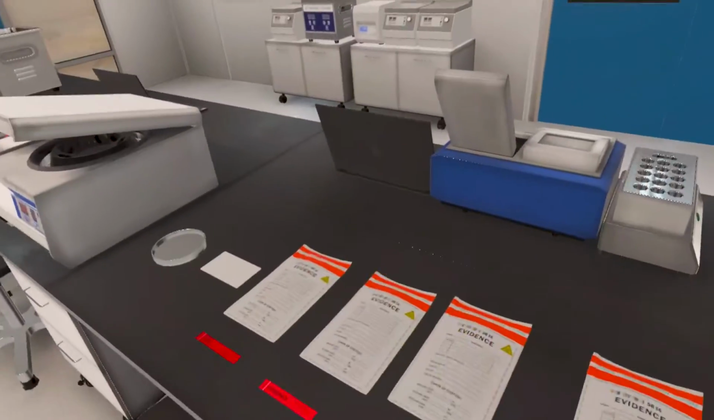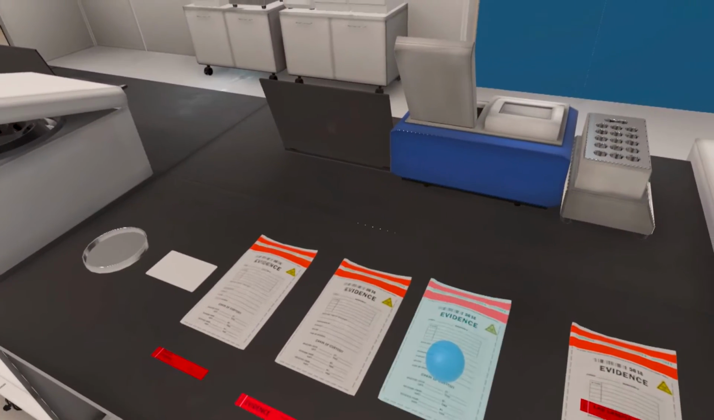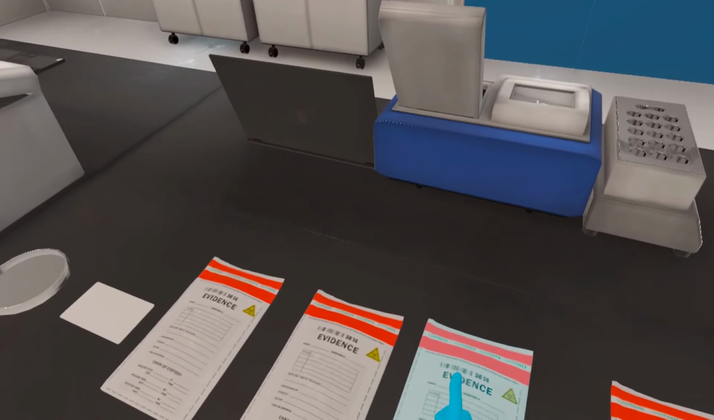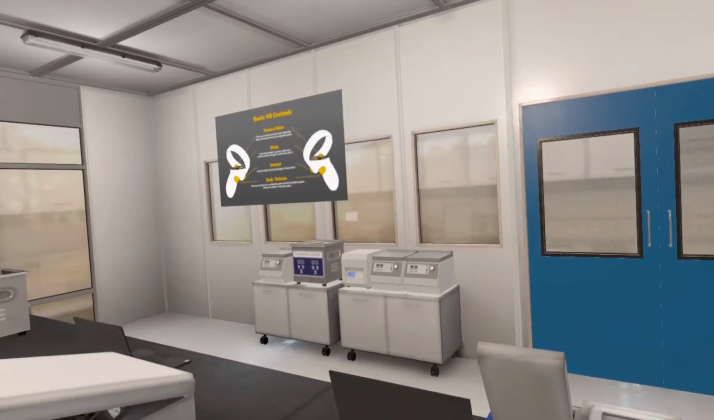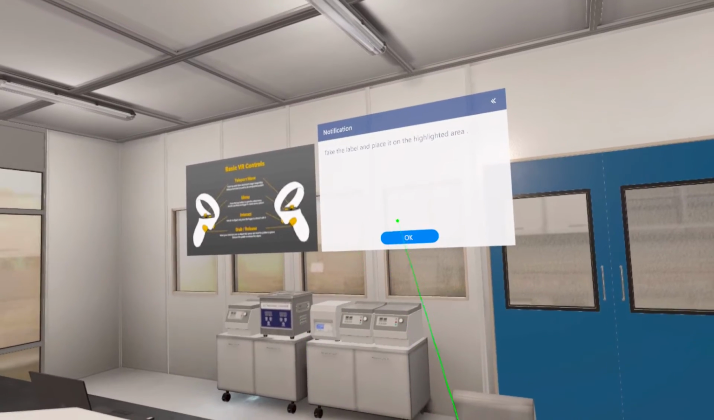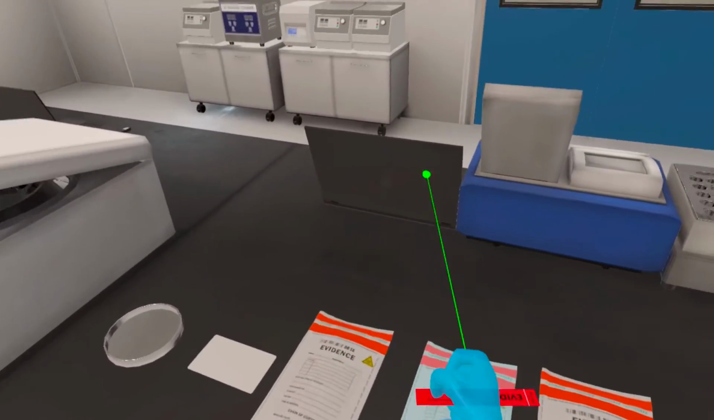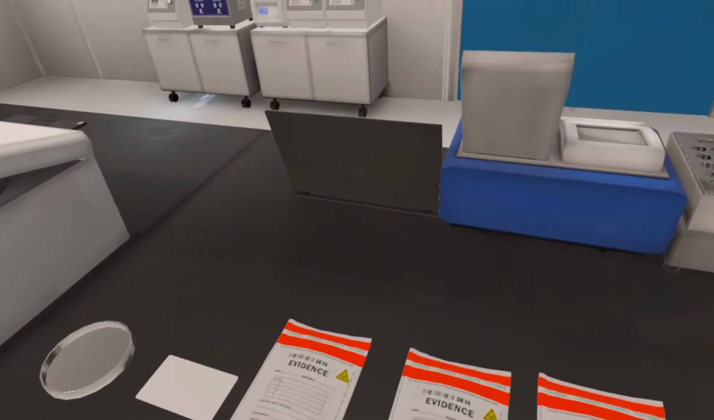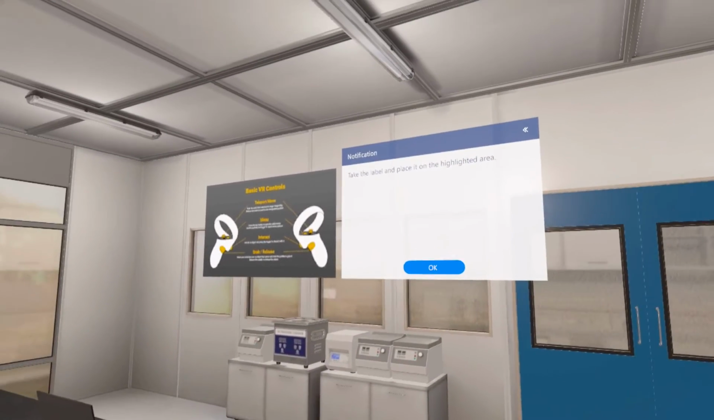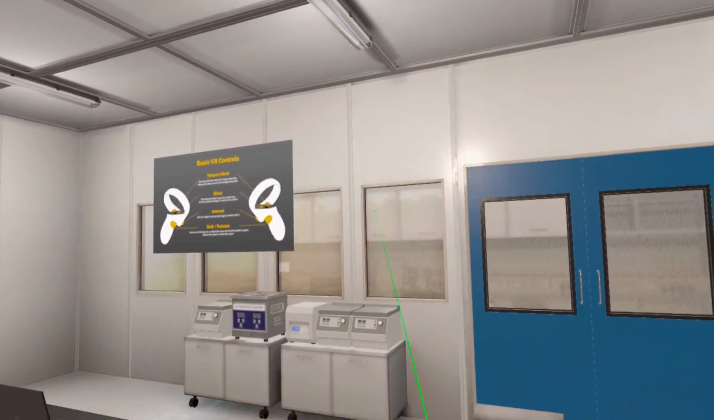Take the label and place it on the highlighted area. Take the label and place it on the highlighted area. Take the label and place it on the highlighted area.